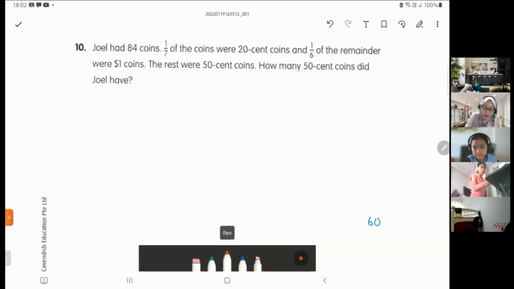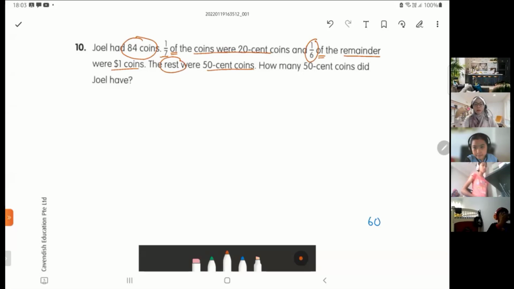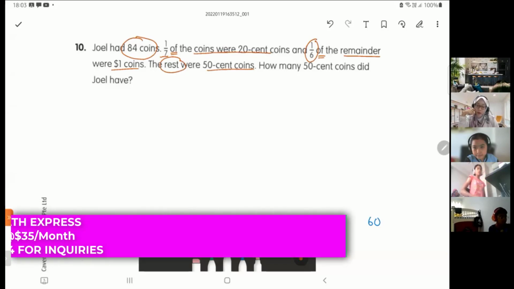Joel had 84 coins. 1/7 of the coins were 20-cent coins. 1/6 of the remainder were $1 coins. The rest were 50-cent coins. How many 50-cent coins did Joel have? The same concept as number 8, number 9, number 10 also applies the same rule, the remainder concept, okay?